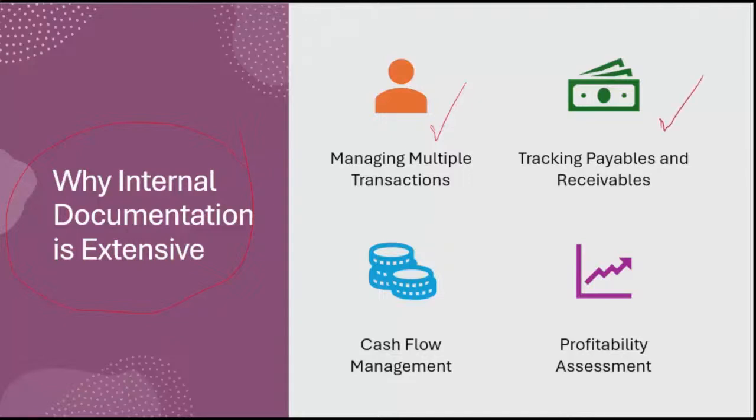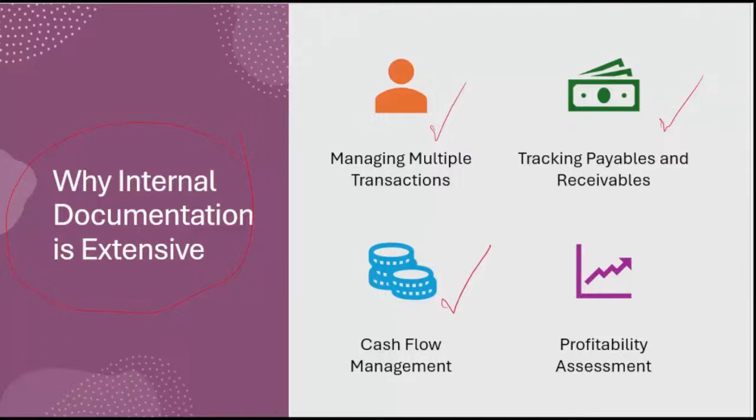2. Tracking payables and receivables. The company needs to maintain an accurate list of people who owe it money, customers, and those to whom it owes money, suppliers. The accounts payable system tracks outstanding bills, while the accounts receivable system monitors payments due from customers. 3. Cash flow management. It is essential for the company to ensure that it has enough cash at the right times to pay its bills, suppliers, and employees. Proper internal documentation, such as invoices and payment records, helps manage cash flow efficiently.